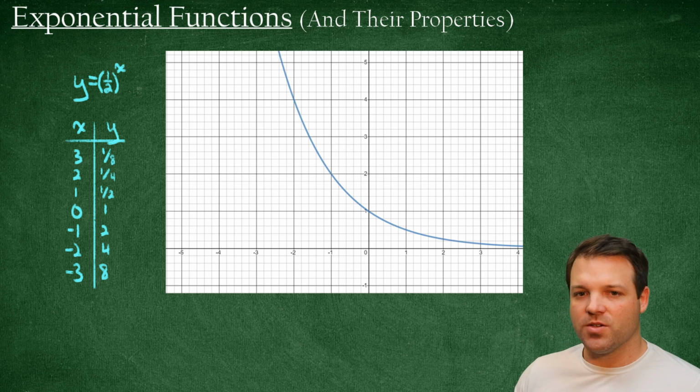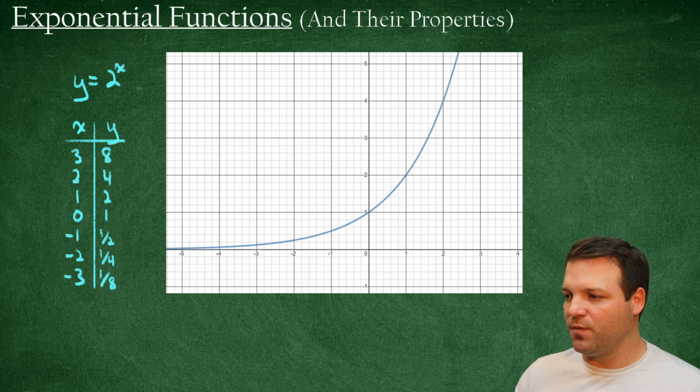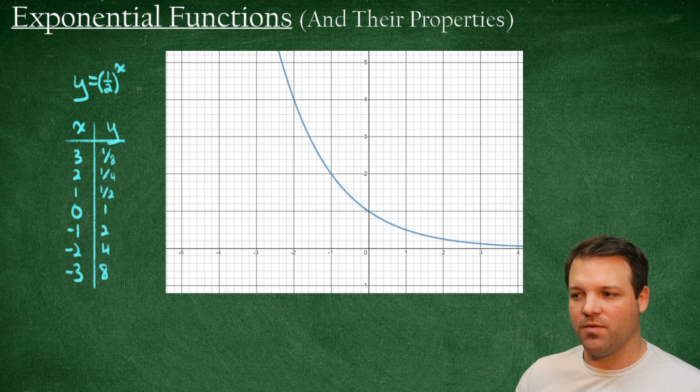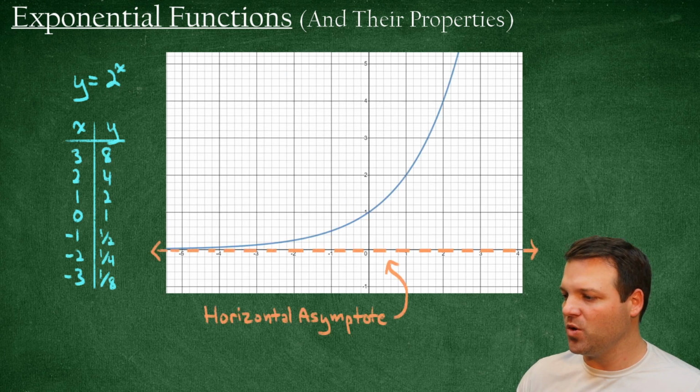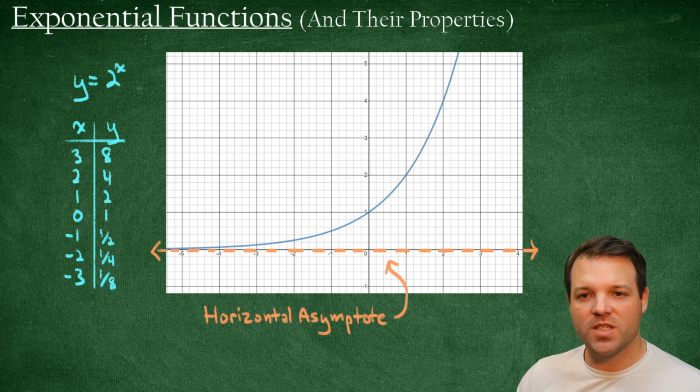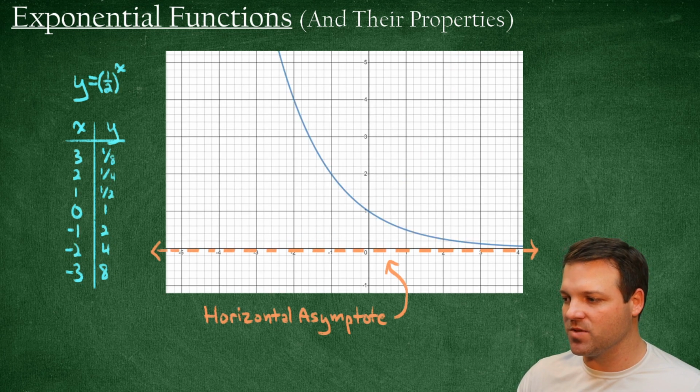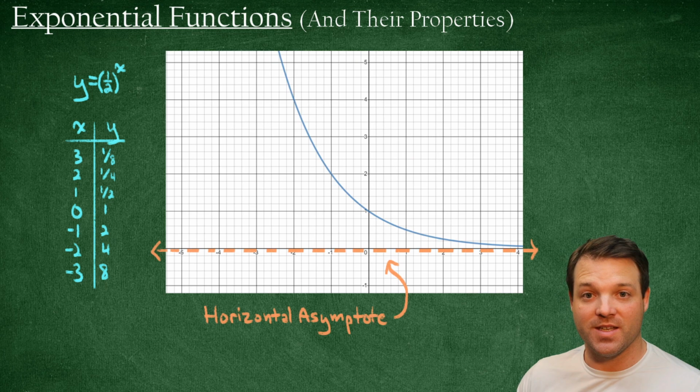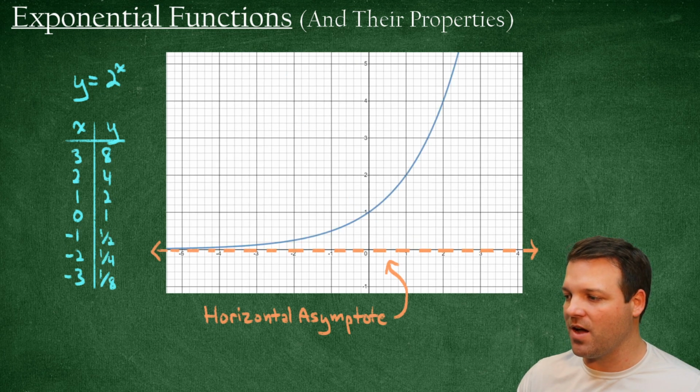I don't think I actually turned this on, but before, when I was flipping back and forth with y equals 1/2 to the power of x and 2 to the power of x, both of these have this invisible line, this horizontal asymptote, which, well, that's why it's a dotted line. It's not really a part of the graph, or at least not a visible part of the graph, okay?